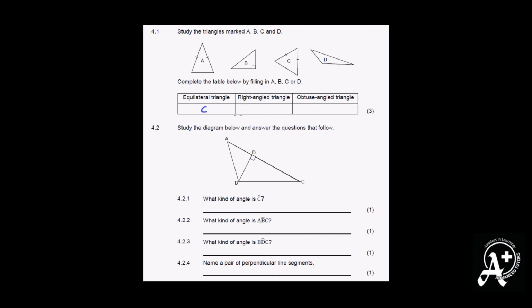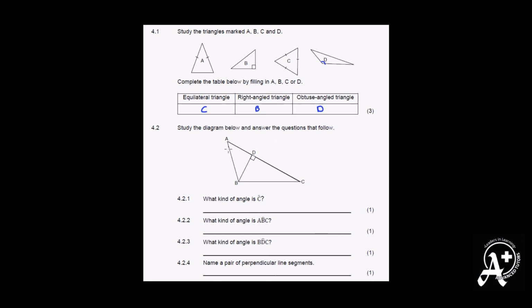this will be C. A right-angled triangle, that will have to be B, and we know it by this little square that's in the corner, so we know that that angle is the right angle, meaning that B is a right-angled triangle. Then an obtuse angled triangle, we know this will be D, because this angle here is an obtuse angle. So an obtuse angle is simply an angle between 90 and 180 degrees, meaning it's larger than 90 degrees but smaller than 180 degrees.